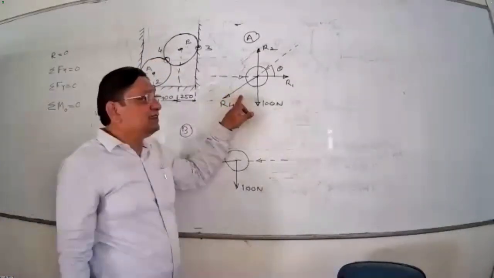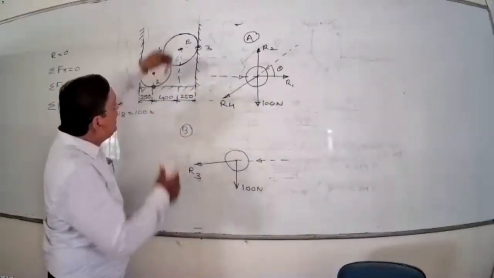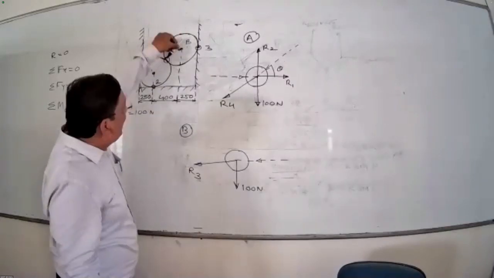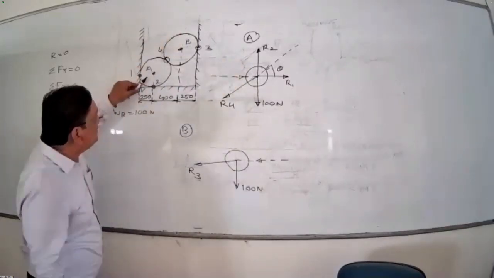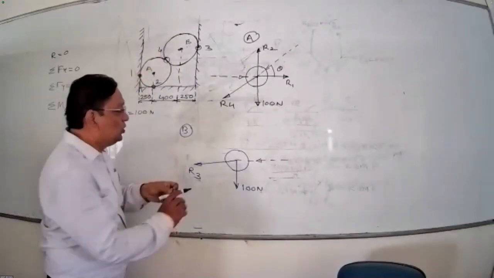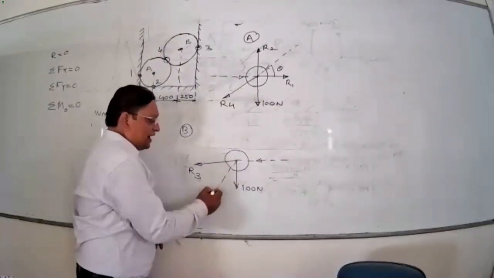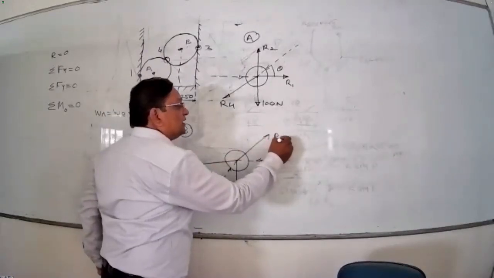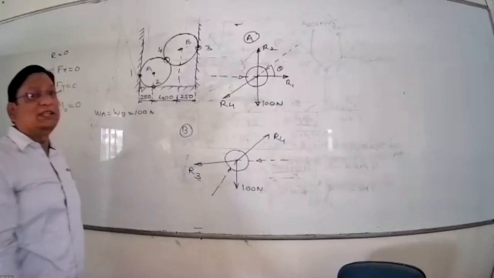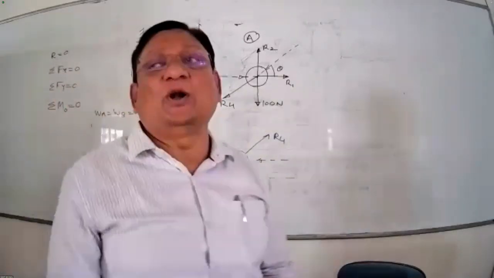When I considered A, at that time R4 was the reaction by cylinder B on A. That's the direction there. Now R4 is the reaction by cylinder A on B, so the reaction will be like this. This is the R4 here. And by the principle of transmissibility, I can show R4 outside. So these are the two free body diagrams. Observe both the free body diagrams carefully.